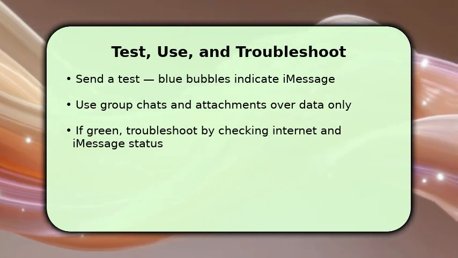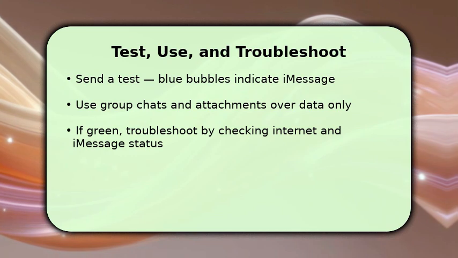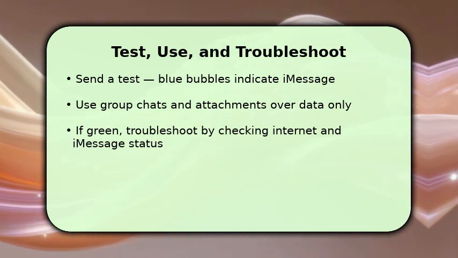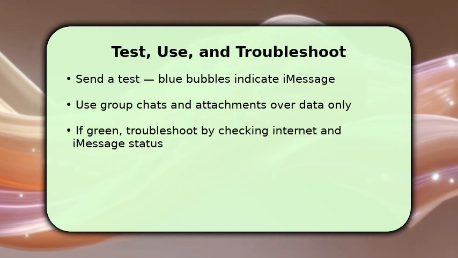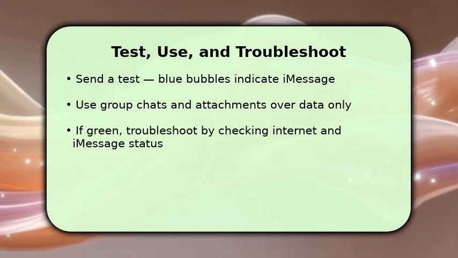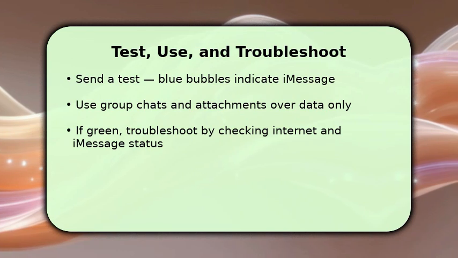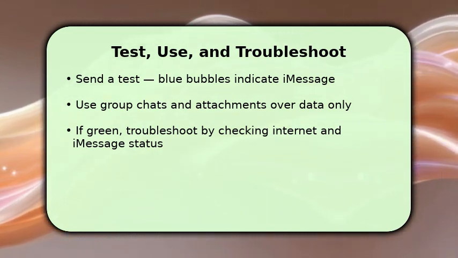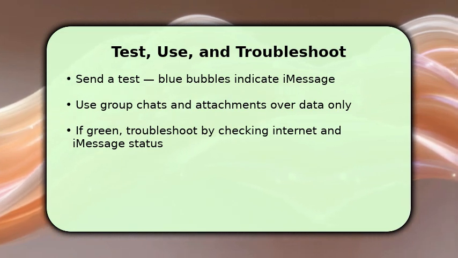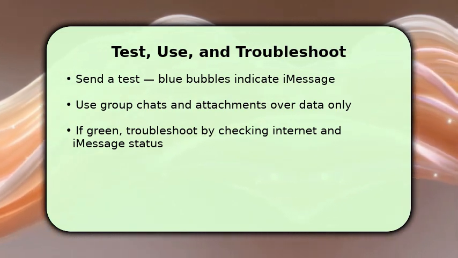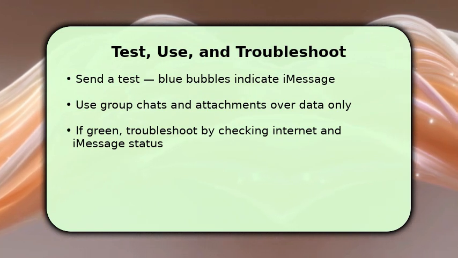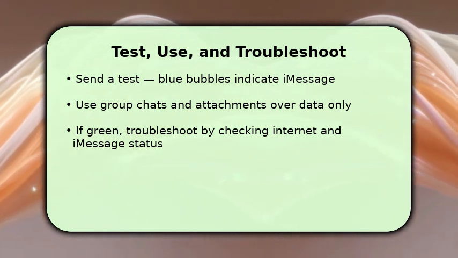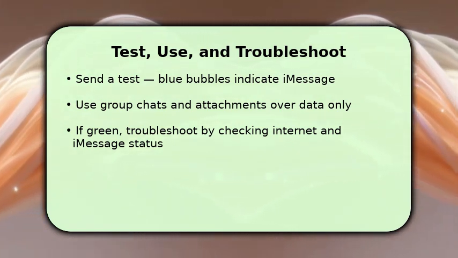That proves iMessage-only delivery. Use group chats and media normally. iMessage handles attachments over data and keeps conversations Apple to Apple. If you see a green bubble or messages fail, first check your internet connection, then toggle iMessage off and on, sign out and back into your Apple ID, and restart the device. If needed, verify date/time, and that Send as SMS remains disabled to prevent carrier fallback.